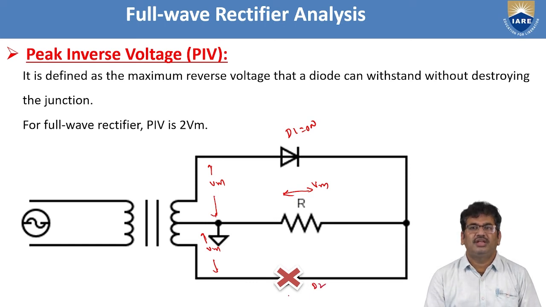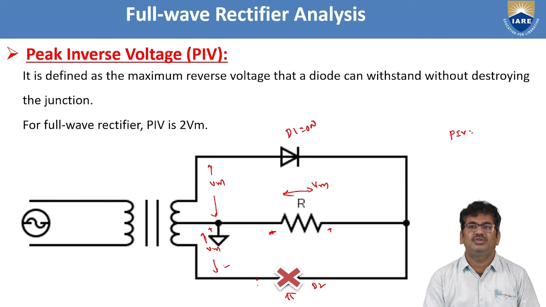Now if you look at the circuit from the diode which is reverse biased, we have two voltages: Vm across resistance R, and the secondary winding having a maximum peak equal to Vm. So the total peak inverse voltage is the voltage drop across the diode where the diode is reverse biased.